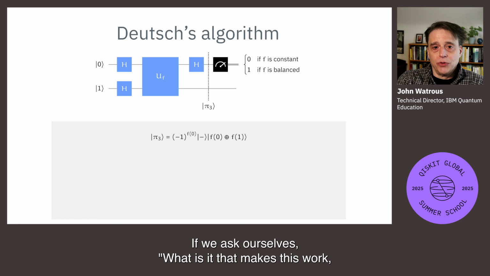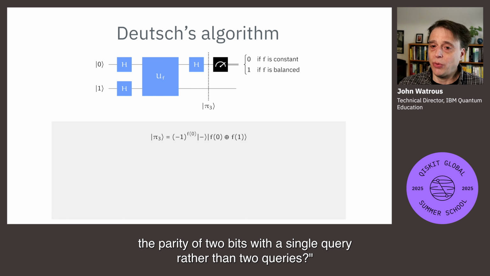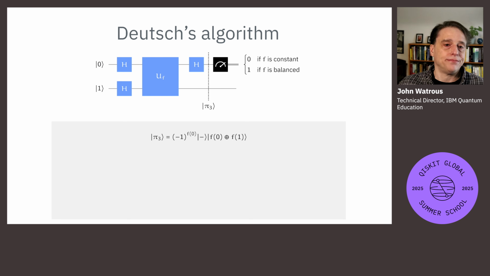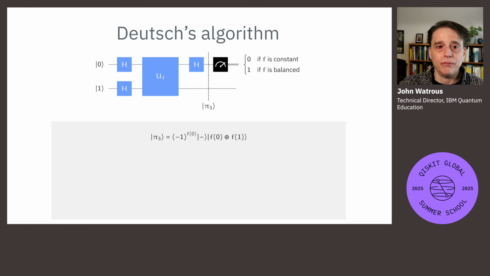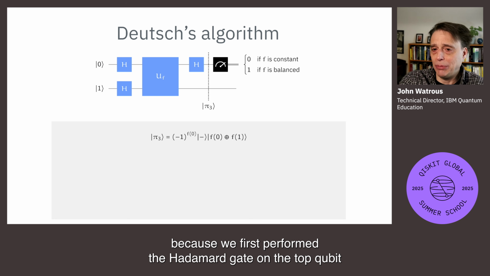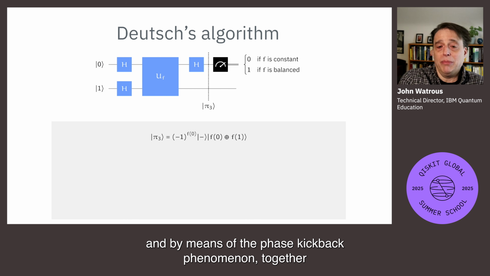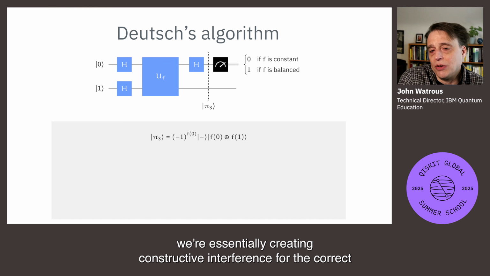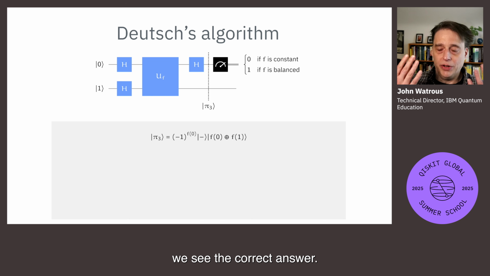If we ask ourselves what it is that makes this work, allowing us to compute the parity of 2 bits with a single query rather than 2 queries, a reasonable answer is that it's interference. We're effectively computing f of 0 and f of 1 at the same time, because we first performed the Hadamard gate on the top qubit to put the input of f into a superposition of 0 and 1. By means of the phase kickback phenomenon, together with the final Hadamard gate, we're essentially creating constructive interference for the correct answer and destructive interference for the wrong answer, so we don't see the wrong answer, we see the correct answer.